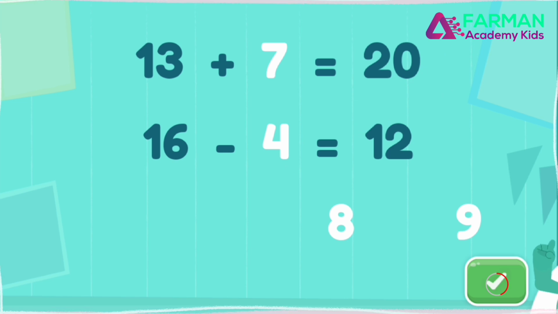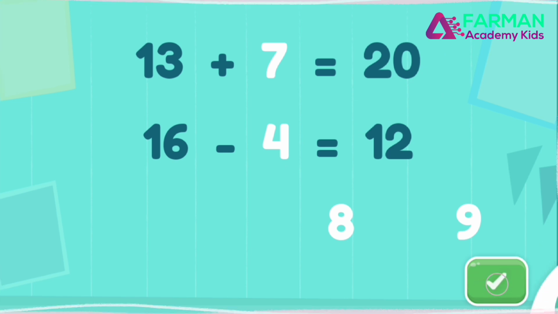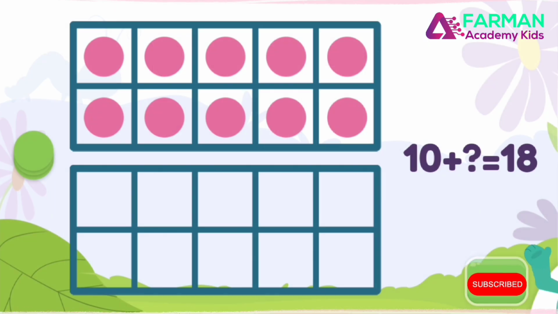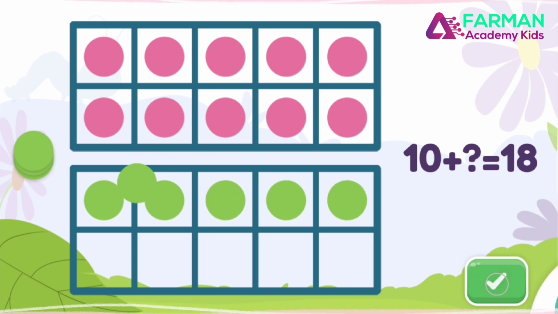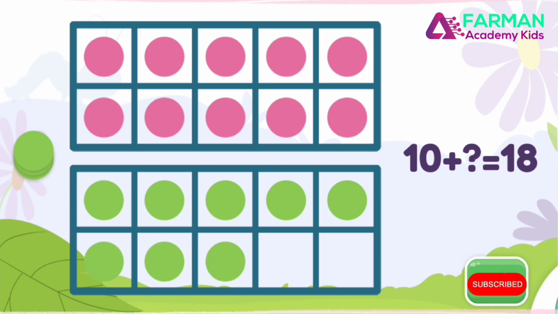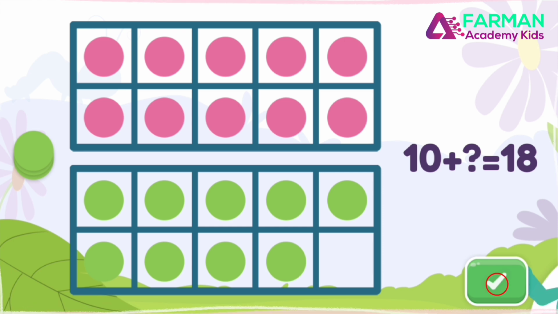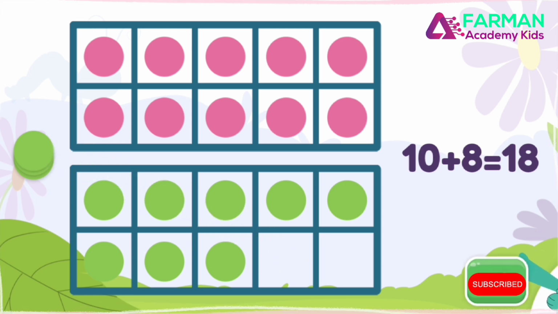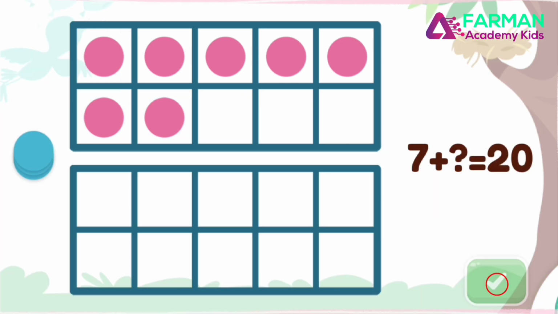Neat! 13 plus 7 equals 20. 16 minus 4 equals 12. 10 plus what equals 18? Solve the equation with the 10 frames. We want 18 total in the frames. How many should you add? 10 plus what equals 18? Super! 10 plus 8 equals 18.